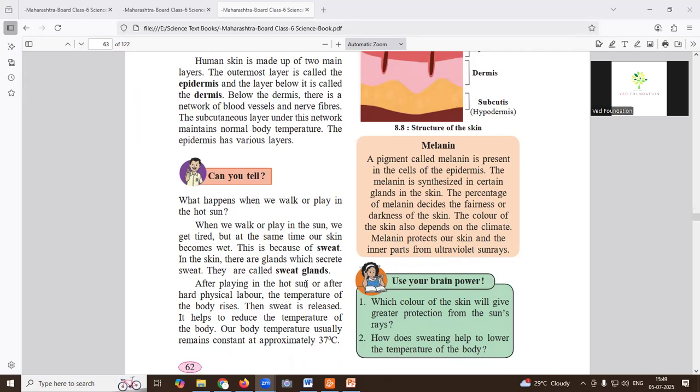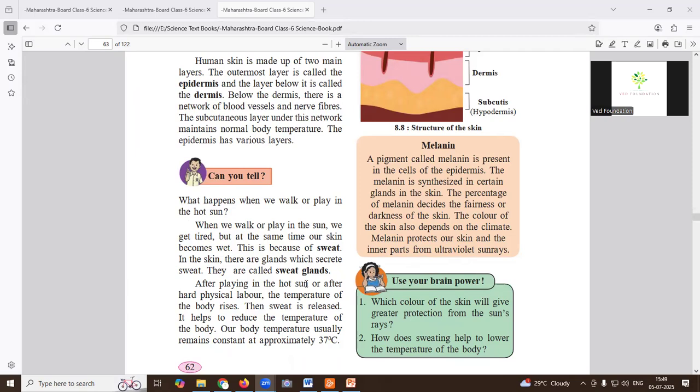Because of sweat, the body becomes wet. In the skin there are glands, sweat glands. स्किन में स्वेट ग्लैंड्स होते हैं और स्वेट ग्लैंड सीक्रेट स्वेट. After playing in the hot sun or after hard physical labor, the temperature of the body rises.